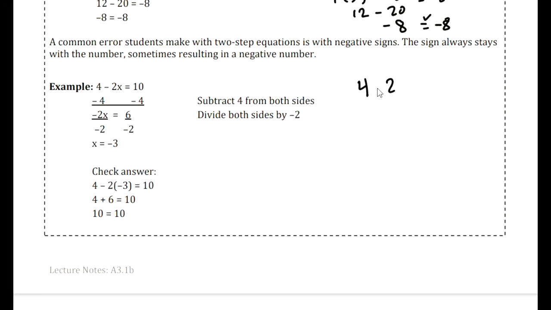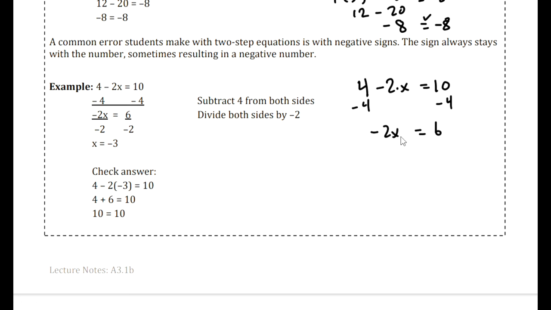Four minus 2x equals 10. You can't subtract the 2 from the 4. That's because the negative 2 is multiplying the x. So we do want to isolate x. We want to get rid of the 4 and the negative 2, but we have to do things in the correct order here. Because the minus 2 is multiplying x, we have to move the 4 first. So I'm going to subtract the 4 from both sides, giving us negative 2x equals 6.